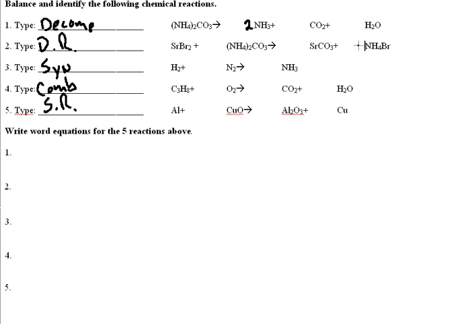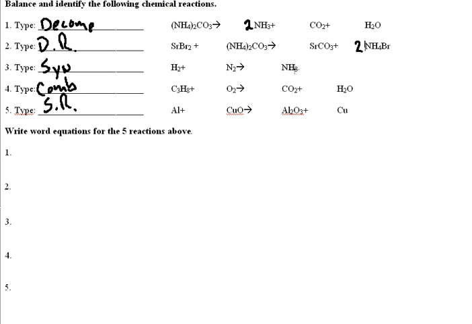So to get 2 bromines over here, we're just going to have to put a 2 out in front. Let me make that 2 look a little clearer. So let's put a 2 out in front of there. Now we've got NH4s and we've got NH4s, so we've got 2 ammoniums here. Now we've got 2 ammoniums there, so we're good. And we've got 1 carbonate and 1 carbonate, so this is balanced.